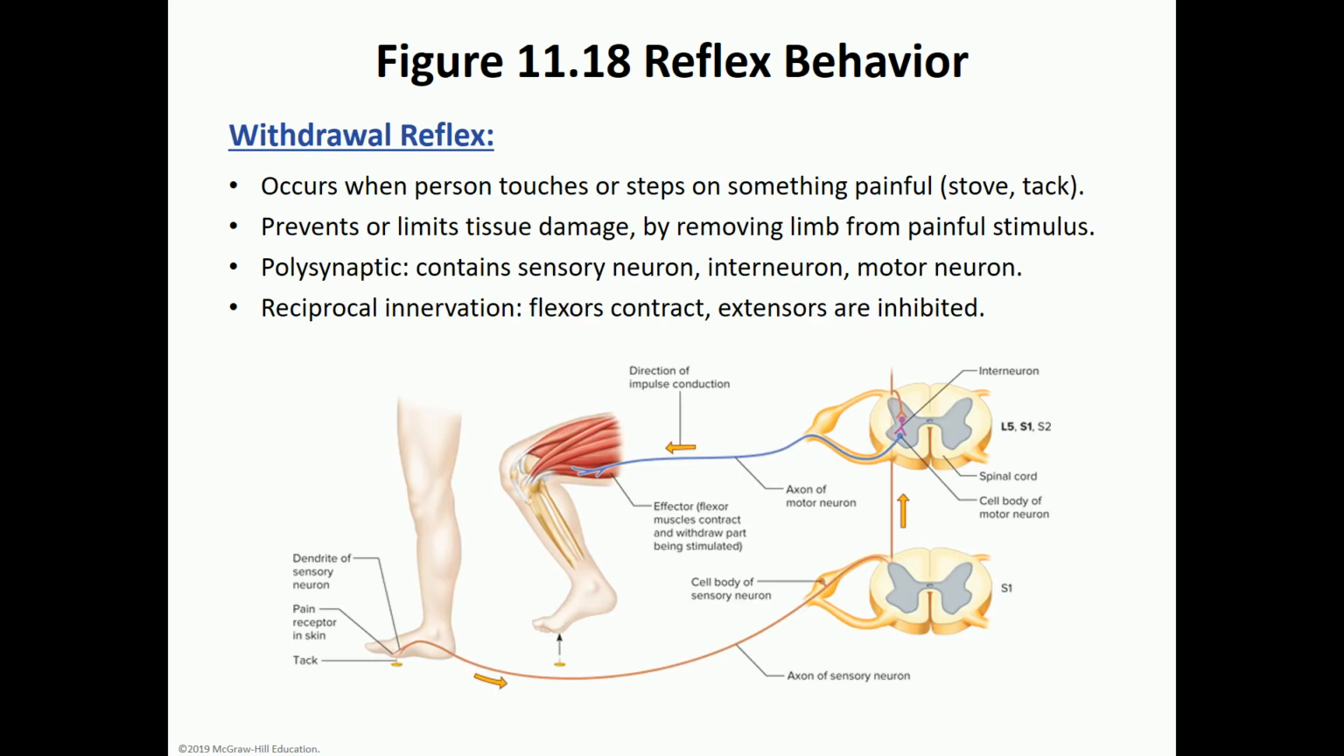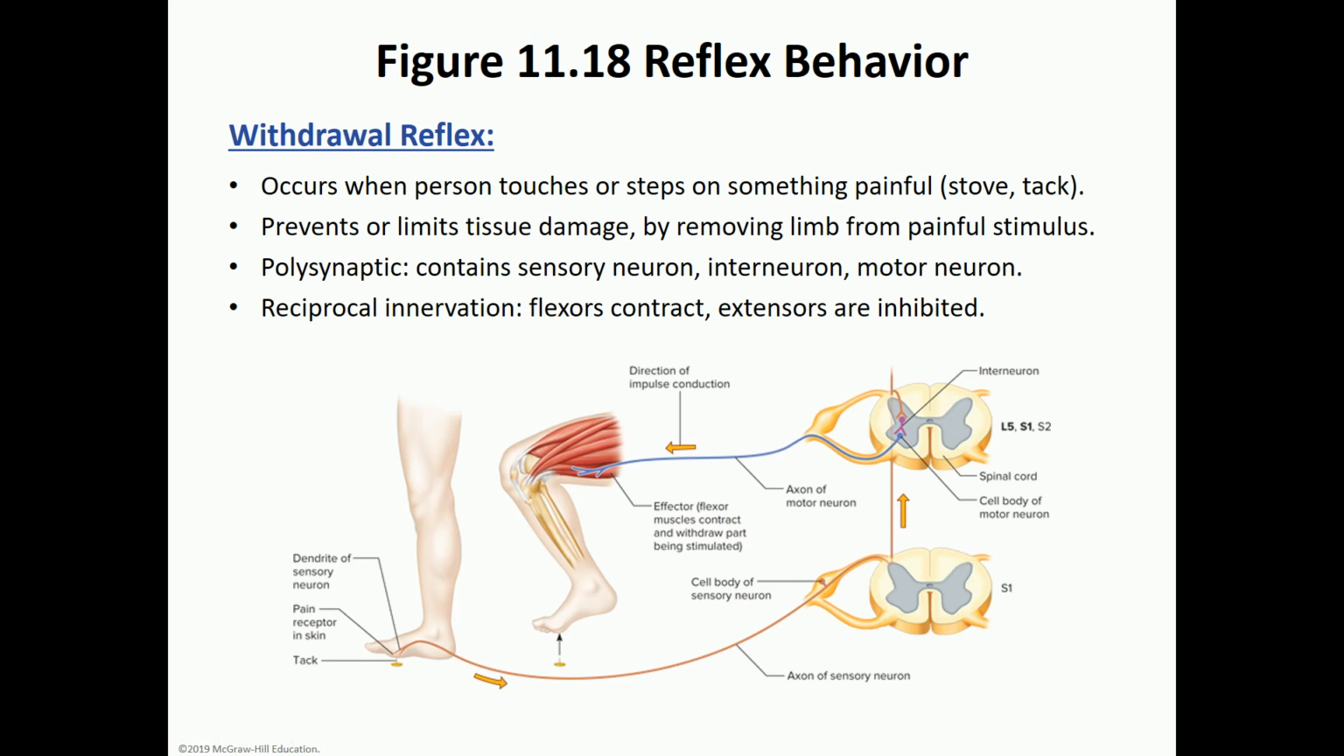Now, a withdrawal reflex, that's a little bit more complicated. So here we do have interneurons. And for this reflex, you want to imagine a scenario where somebody's walking and they step on a tack. So that painful stimulus reaches the spinal cord. Okay, we do have some interneurons, so you can see a couple of interneurons there. And then the motor impulse will go to the muscles and contract the muscles so that the person withdraws their foot, okay? That is why it is called a withdrawal reflex.